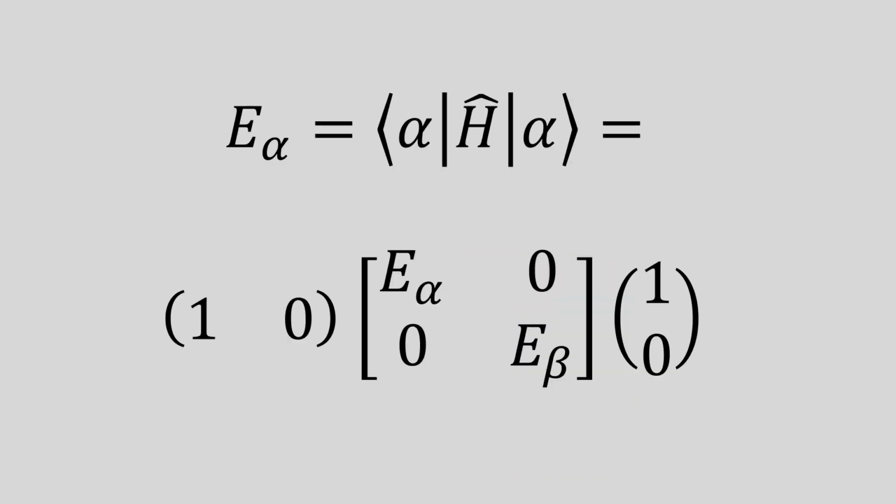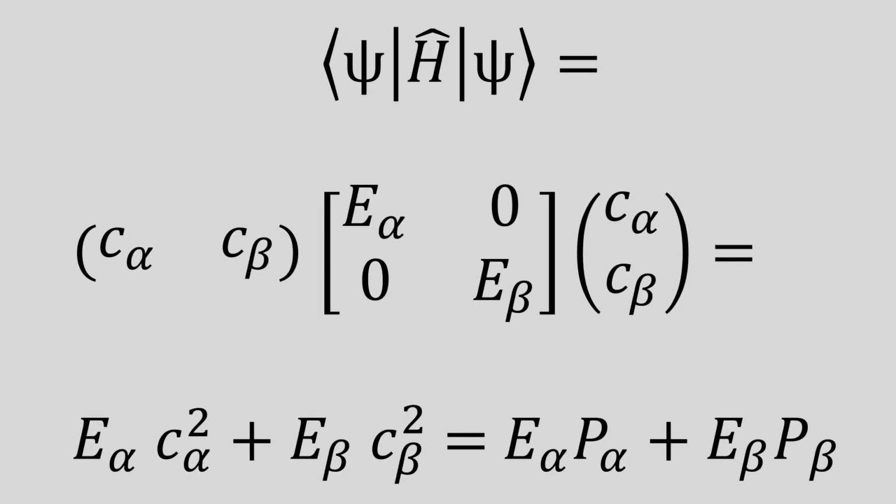For example, if we want to know the value of E alpha, I can just apply a pure alpha state on both bra and ket to the Hamiltonian. So I will sandwich my operator between this bra alpha and ket alpha. And the result is going to be the energy of the alpha state. The same holds true for the beta state.